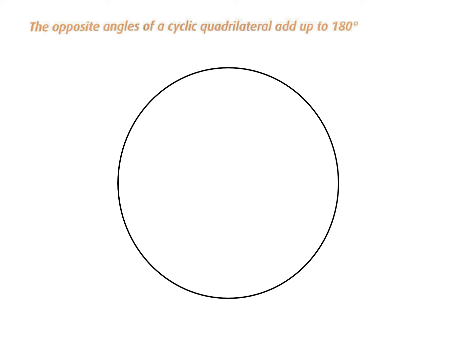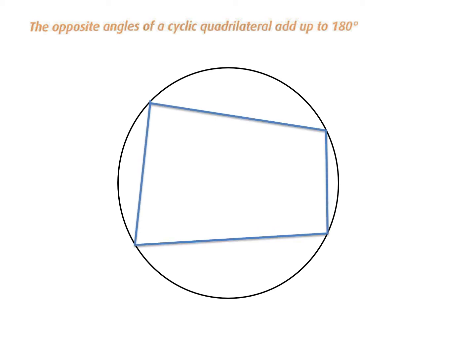Now, this is a cyclic quadrilateral. Now, what does it mean by a cyclic quadrilateral? It means that you are drawing a quadrilateral inside a circle, and the condition is that all the vertices must be in contact with the circumference. Now, there are 4 angles here, and we know that in one quadrilateral the total sum of the interior angles should always be 360 degrees.